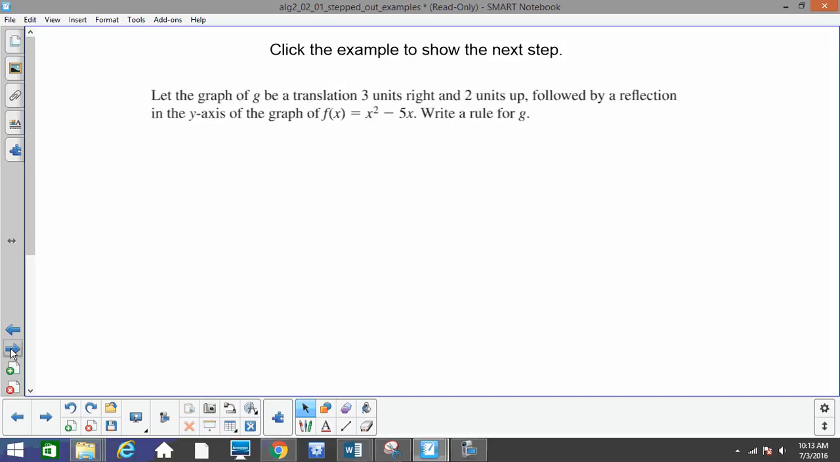All right, this is a you try, so I would take a second and pause. Give this one a try on your own, and then check your answer.